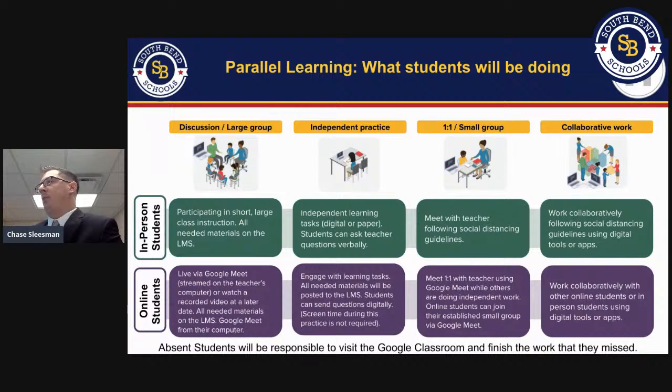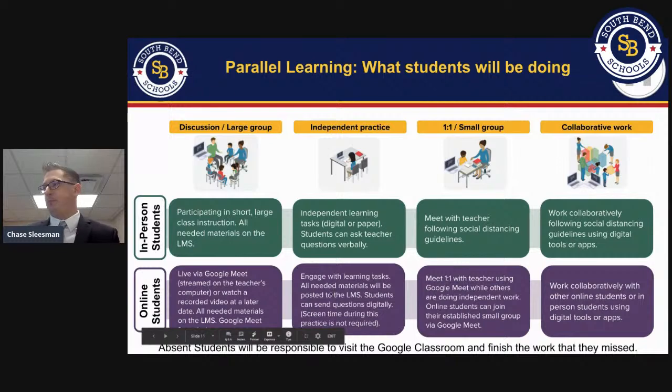When we focus on our small group, in person, obviously, small group, that one-on-one is where we're going to get a lot of bang for our buck. So during that time, you are encouraged to meet with your students, keeping in mind the social distancing guidelines. Your online students can also meet one-on-one with you using Google Meet while others are doing their independent work. Online students can join their established small groups via Google Meet.